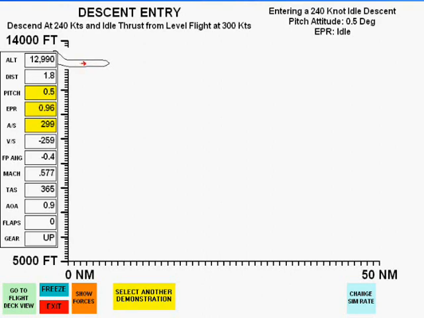We begin the descent by setting a pitch attitude of 0.5 degrees and an EPIR setting of 0.96, which is the idle thrust setting. The plotting speed is now increased. Note the gradual change in airspeed and vertical speed toward their target values of 240 knots and 1,000 feet per minute.